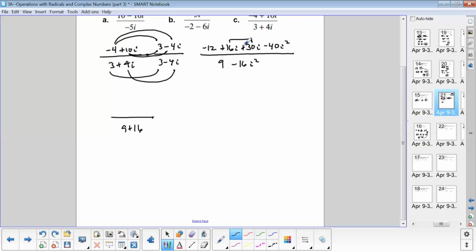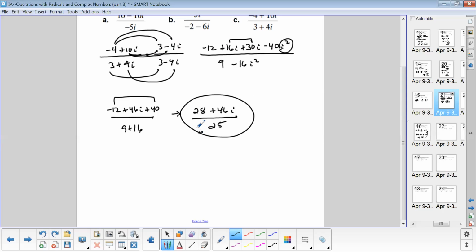Let's clean this up here in the numerator. We're going to get negative 12 plus 46i. And then what happens here with i squared? That's a negative 1. So negative 1 times negative 40, you get a positive 40. So now I can combine these two. Negative 12 plus 40, so that's going to give me 28, and plus 46i, all divided by 25. And 25, the only factors are 5, 25 and 1. So 5 will not divide any of those. So we're finished.